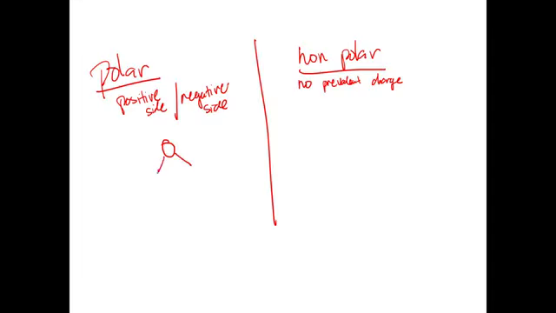Okay, an example of a polar molecule is water. This is water. Okay, the positive side of water is the hydrogen parts, while the negative side of water is near the oxygen part. Why does polarity occur? Polarity occurs because electrons tend to pull in one side of the atom or one side of the molecule.